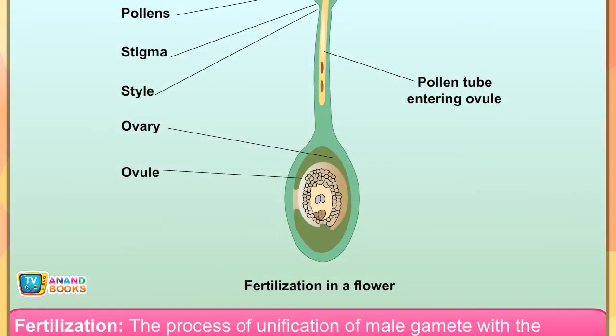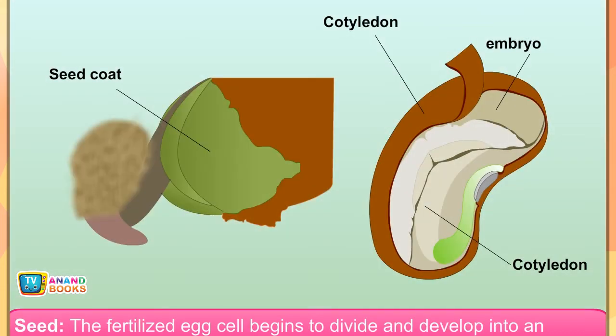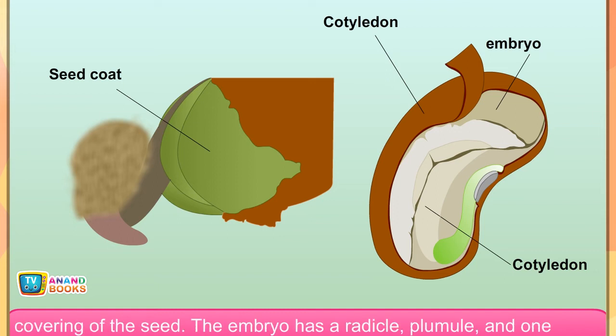Fertilization. The process of unification of the male gamete with the female egg gamete is called fertilization. The fertilized egg is called a zygote. Seed. The fertilized egg cell begins to divide and develop into an embryo, which develops into a seed. The seed coat is the outer covering of the seed. The embryo has a radicle, plumule, and one or two cotyledons.